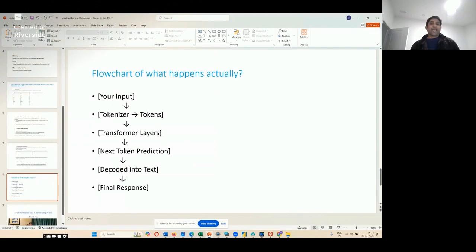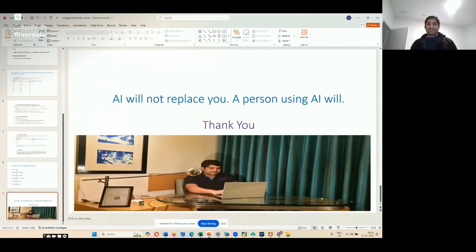So what actually happens here is that initially it takes your input. From there, the tokenizer converts it into tokens. From there, it moves through the transformer layers. After that, the next token prediction is done, and once again it is decoded back into text, and a final response is given to you. So, guys, this is how ChatGPT works behind the scenes.